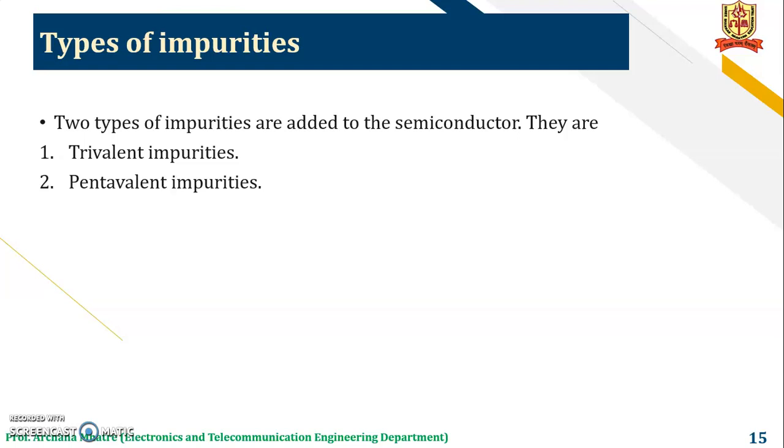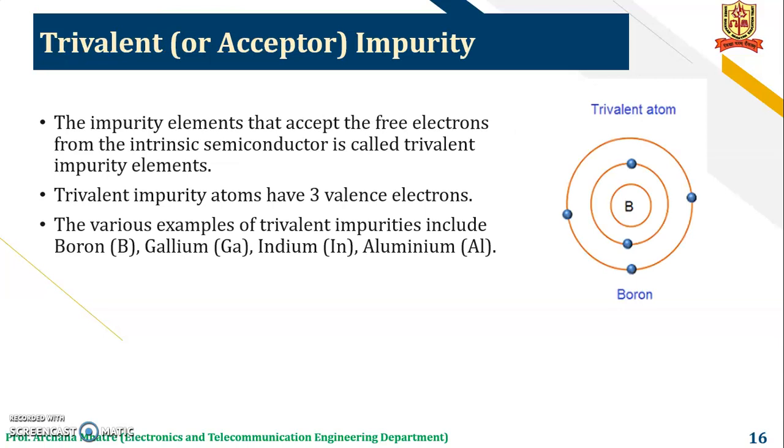Now next, there are two types of impurities added to the semiconductor. First is trivalent impurity, second is pentavalent impurity. Now first we will see trivalent impurity, also called acceptor impurity. Here this is the diagram for the boron atom. You can see the outermost orbit of the boron atom has 3 electrons. So it is a trivalent atom.